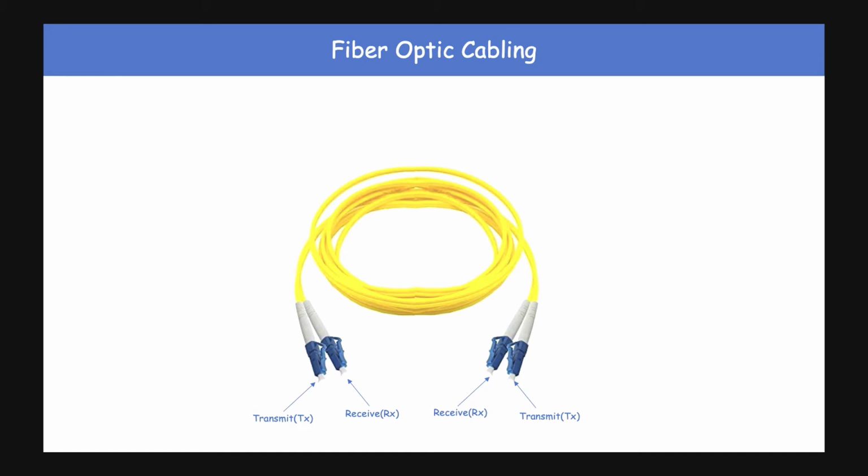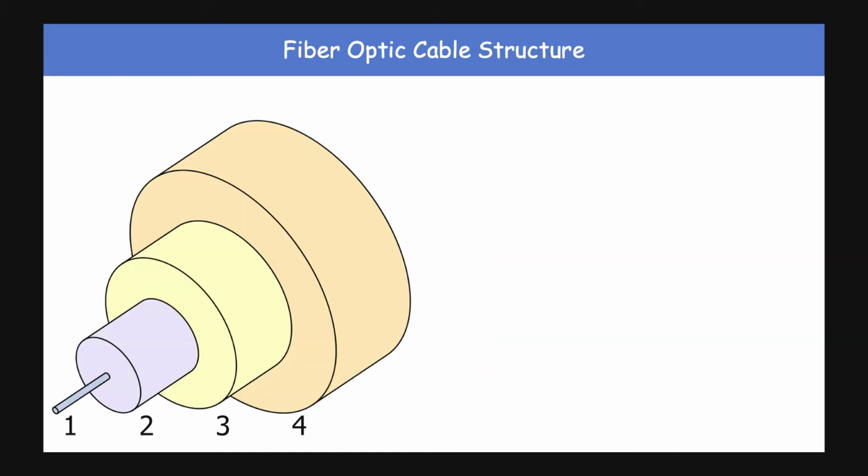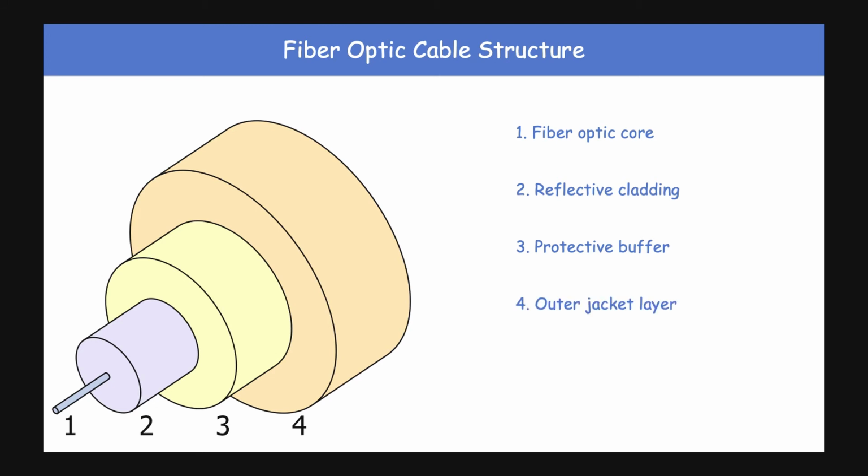Let's examine the structure of the cable. Take a look at this picture. There are four numbered parts from center to outer layer. Number 1 is the fiberglass core. Light passes through the core from one device to another, in turn transferring data. Number 2 is the cladding that reflects light. Number 3 is the buffer which protects the fiberglass from breaking. Number 4 is the outer jacket which protects the cable from external elements like rain, heat, etc.